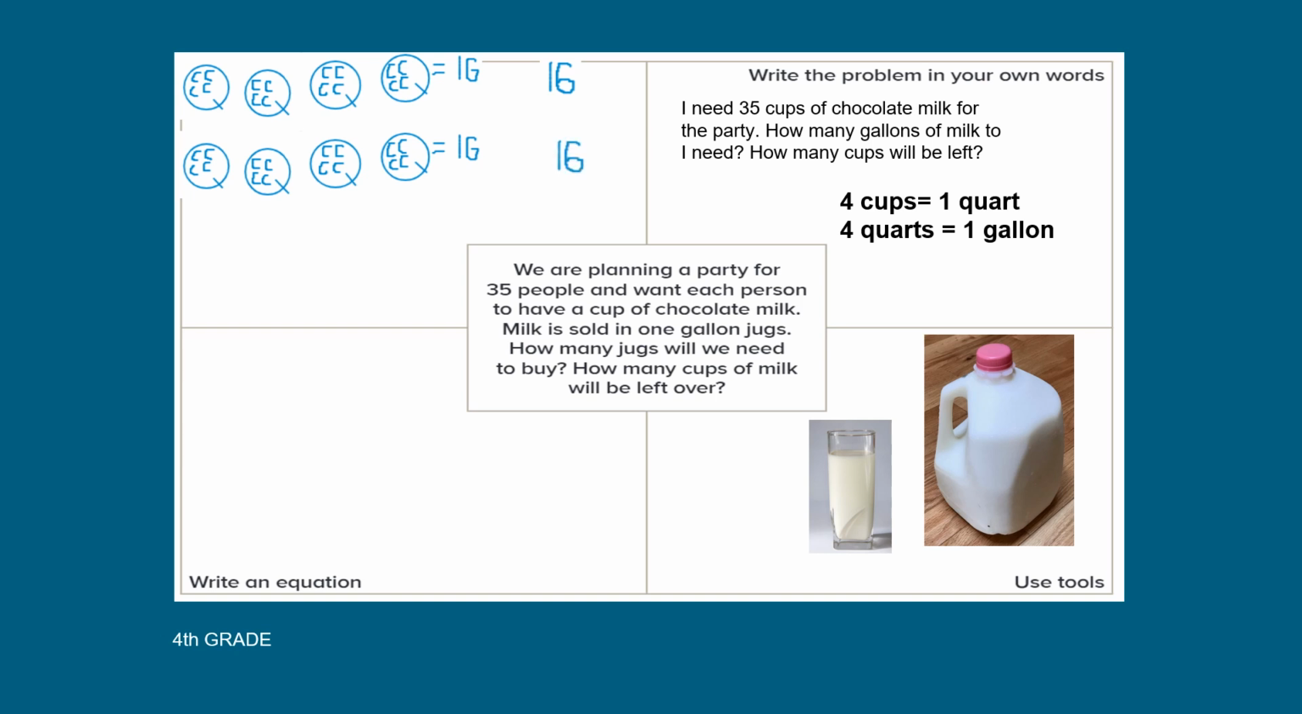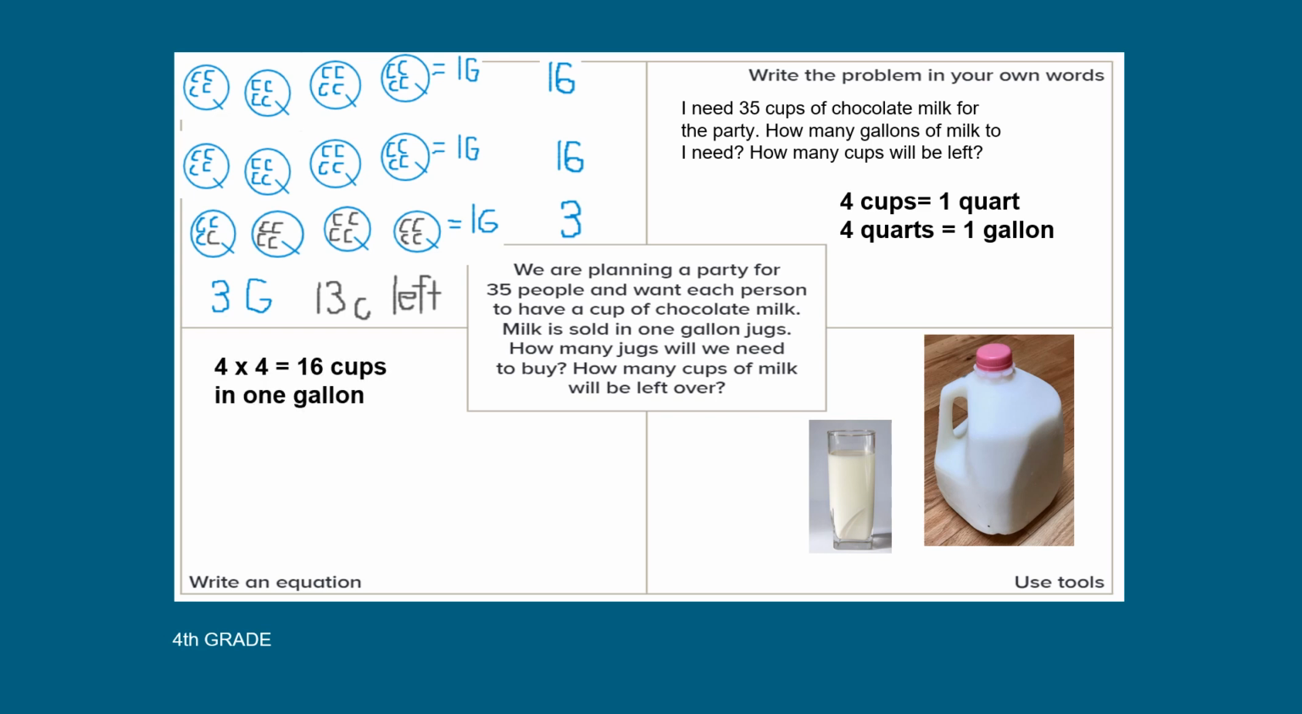That gives me 32 cups of milk, but I need a few more cups to make sure everyone at my party has a cup of milk. So I'm going to buy another gallon of milk, and I'm going to use 3 of those cups to get to the 35 cups that I need for my party. The leftover cups is what's left. So now I know that I'll need 3 gallons of milk and that there will be 13 cups left.